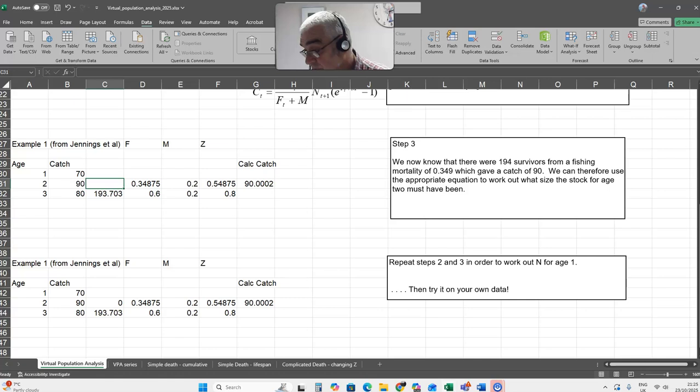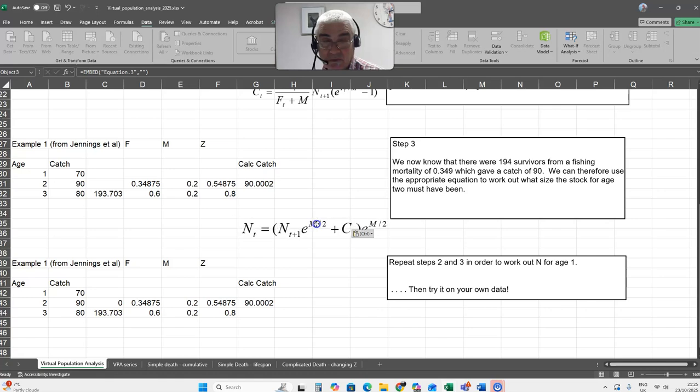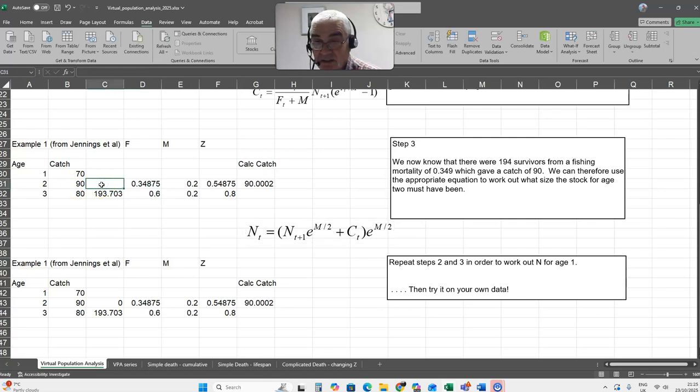Now the equation we want to use for that is this one. So that's the number of fish this year, this value here, that's N at t. Now it uses the number of fish next year plus the number of fish caught and the natural mortality rate. We don't have to use F here, because that's what the 90 basically is.